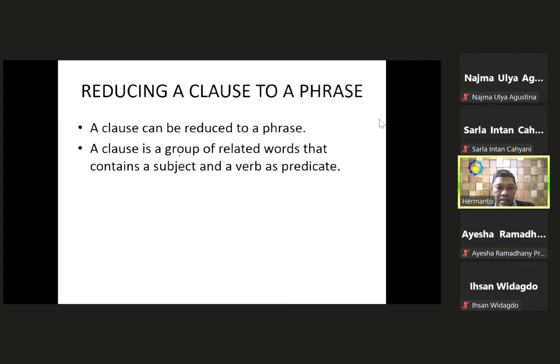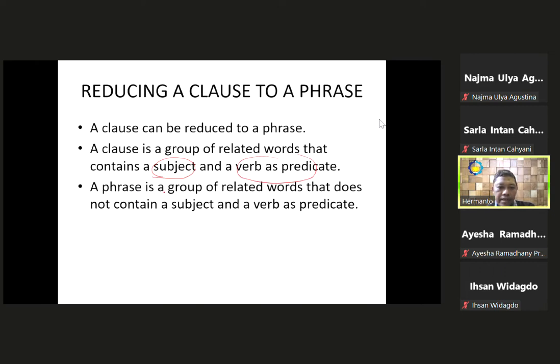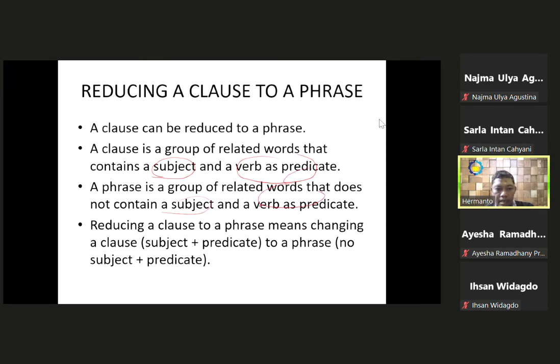Okay, so this is the idea of a clause once again. Every clause must have subject and verb as predicate. A phrase is only a group of related words, but it doesn't contain subject and verb as predicate. Reducing a clause to a phrase means changing a clause from subject and predicate to a phrase, no subject, no predicate.